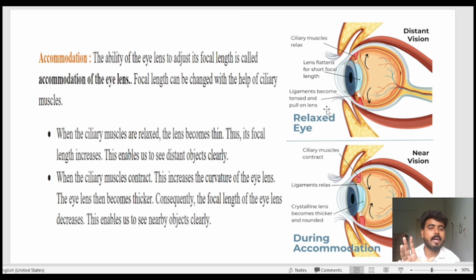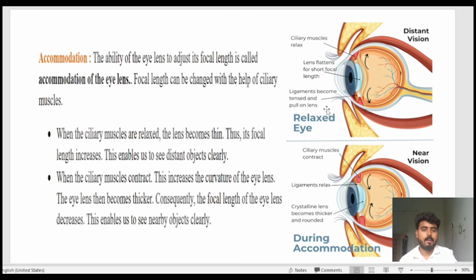If contraction takes place, the eye lens becomes thicker. Contraction happens, lens becomes thicker, and then focal length decreases. Next, relaxation happens, lens becomes thin, focal length increases. Just remember one thing, then write the opposite thing for the second one.